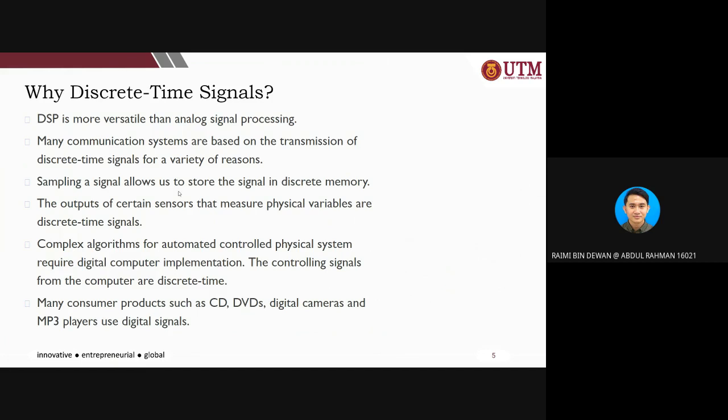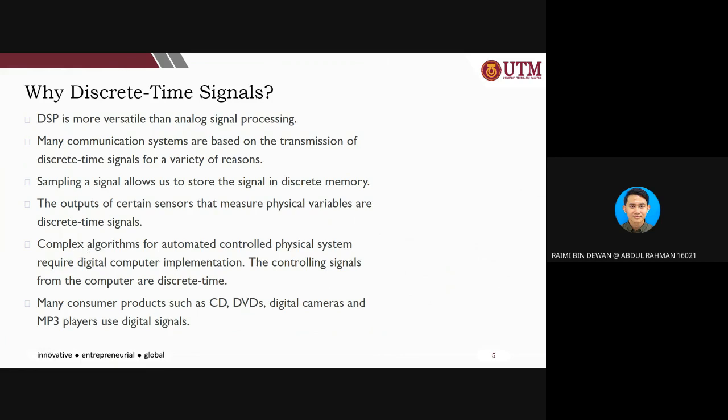Next, the outputs of certain sensors that measure physical variables are discrete time signals. If we want to use sensors that measure physical variables, for example a temperature sensor and many other sensors, their outputs are discrete time signals.